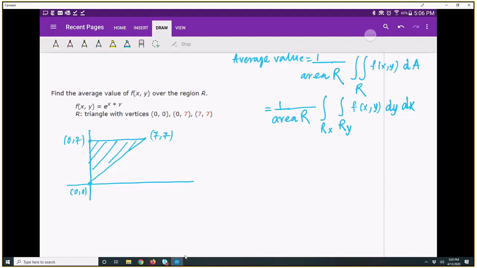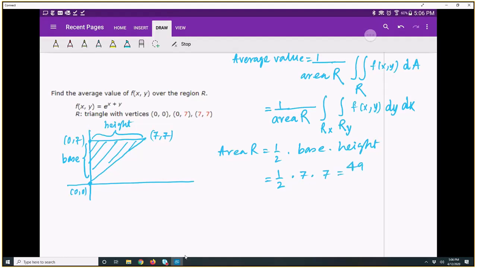So now I want to first talk about the area of this region R. Remember, this is a right angle triangle. So if I consider this side as the base and this side as the height, the formula for finding the area is 1/2 times base times height, which is equal to 1/2. The base is 7 units, the height is also 7 units, so it's 49/2.